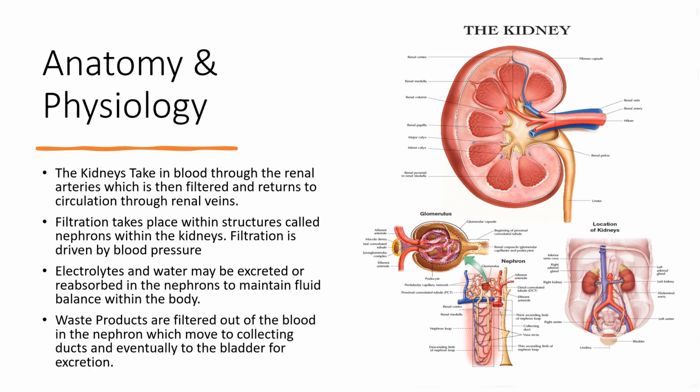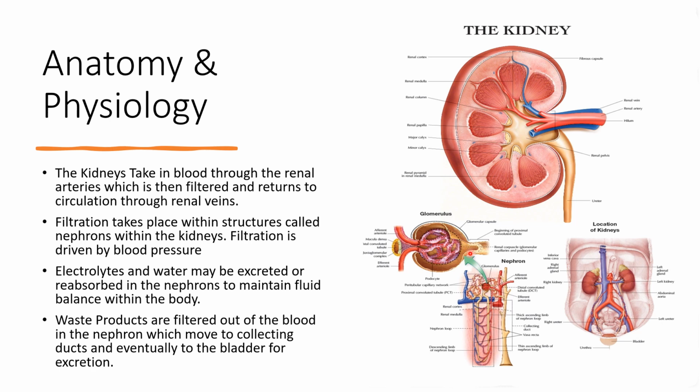Filtration is driven by blood pressure. So if you take a look down here, this is actually a nephron. And the filtration actually takes place in this right here, which is called a glomerulus. So these are tiny little arterioles. This is driven by blood pressure, which forces water, waste products, electrolytes, and nutrients out into the glomerular capsule.